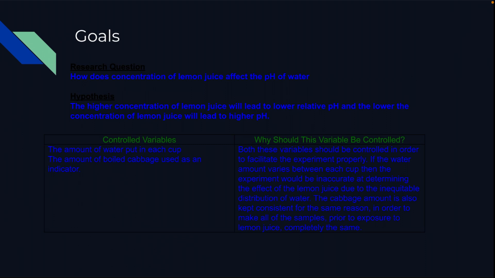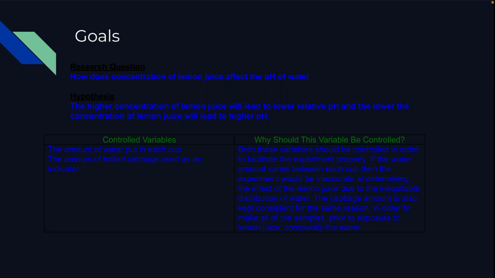My primary research question was: how does the concentration of lemon juice affect the pH of water? My hypothesis was that the higher the concentration of lemon juice, the lower the relative pH levels, and the lower the concentration of lemon juice, the higher the pH.